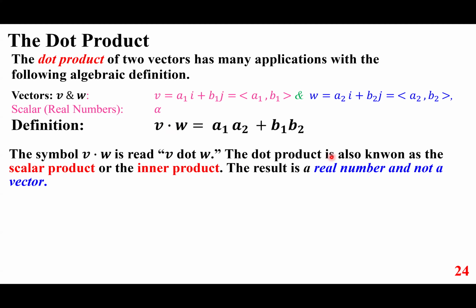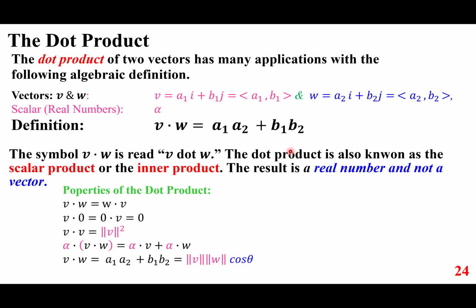The symbol V dot W is read V dot W. The dot product is also known as the scalar product or the inner product. The result is a real number and not a vector. So you do the dot product for two vectors, you end up with the number. So, properties of the dot product. V dot W and W dot V makes no difference. Order is not important. And I hope you see why it's not important. Take a look at this one. Change the order, makes no difference. So put this one as the first vector, this one as the second vector.